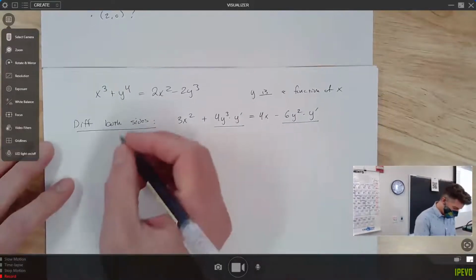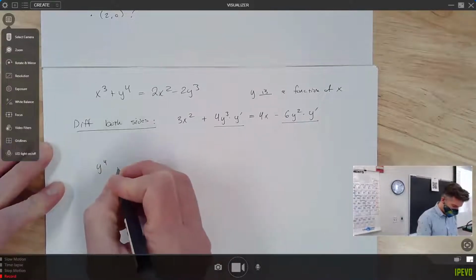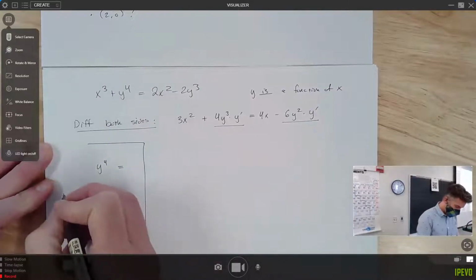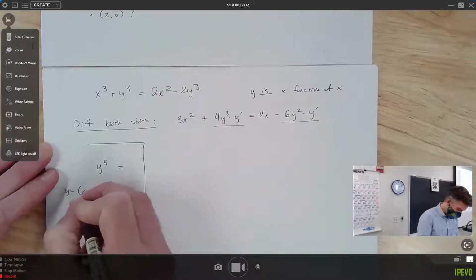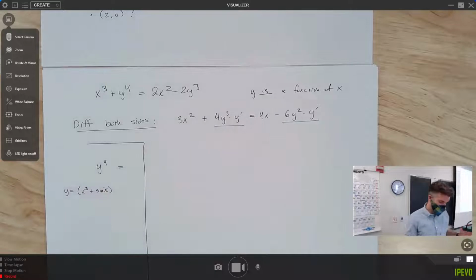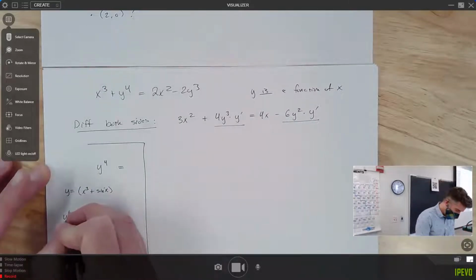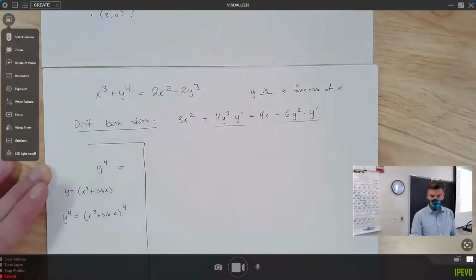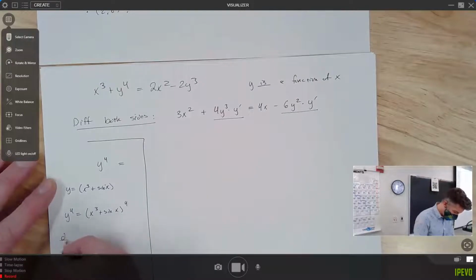So what I'm really thinking about is y to the fourth is really like some function of x to the fourth. So for example, let's pretend y was equal to x cubed plus sine of x. It's not, but again, I'm just trying to make a point. Then y to the fourth is really x cubed plus sine of x, to the fourth. And when we take the derivative with respect to x of y to the fourth, it's the derivative with respect to x of some stuff to the fourth.